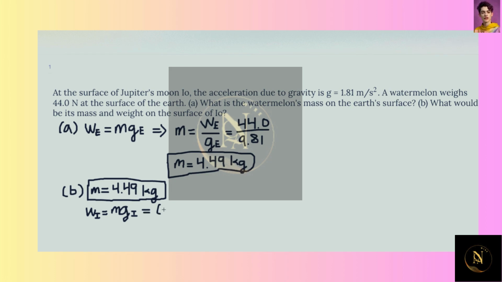So we can actually already go ahead and plug in values since we can recycle our answers from the previous part. That's 4.49, as well as the G for Io, which is given to us, which is 1.81 meters per square second. So at the end of the day, we can plug that into a calculator and then get 8.12 to three significant figures, newtons, for that weight on Io. And then we are actually done.